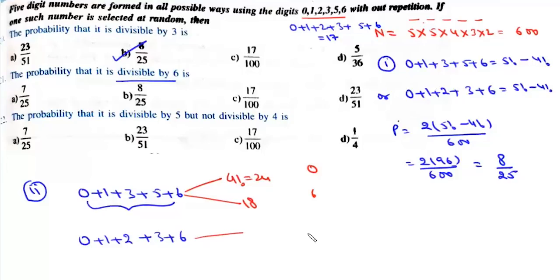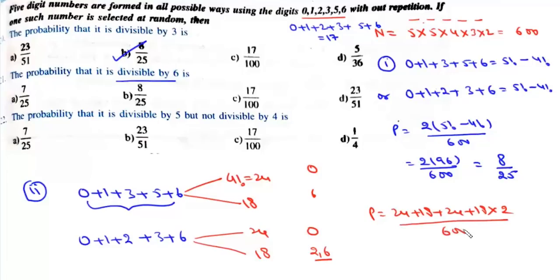Now here too, if the last one is 0, then we have factorial 4, which is 24. And if the last one is either 2 or 6, then it'll be this 18. So this probability will be this 24 plus 18, and then 24 plus 18 into 2, divided by 600. So it'll be 102 divided by 600, which is simply 17 by 100, and that's your option C.